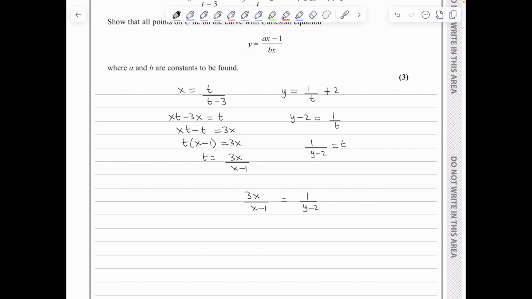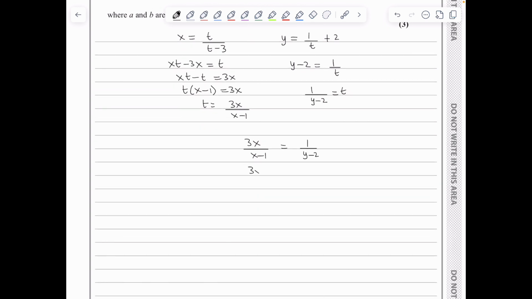I will cross multiply to get 3x times y minus 2 is equal to x minus 1. We will expand the left hand side to get 3xy minus 6x is equal to x minus 1, leading to 3xy is equal to 7x minus 1, and therefore y is equal to (7x minus 1) over 3x.